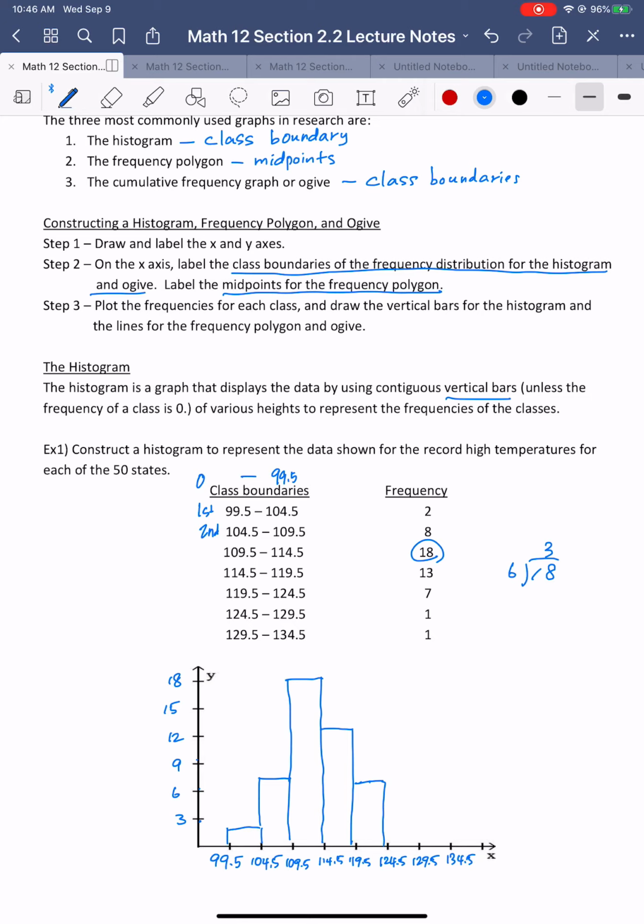Which should be a little lower than that, okay? So I now want to make it a little bit smaller, which is right here. And then the 1 for 124.5 to 129.5. And then there's another 1 for the 134.5. Okay, so that's what we call the histogram. So the histogram is connected to each other as bars.